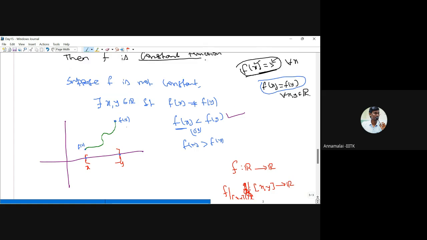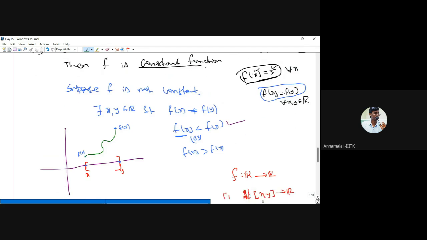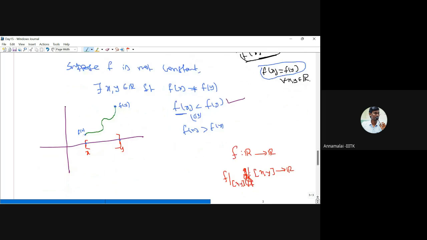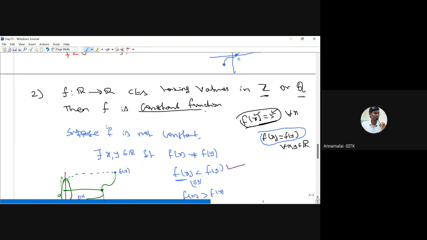Now, what is the contradiction we get? To see that, take only integers and rationals. Actually, look at this. This is our range set. In this range set, we have rationals as well as irrationals. If you take any irrational here and draw across, the curve takes the irrational value. So it is a contradiction. Therefore, this function should be constant. If it is not constant, we get a contradiction to our assumption, because the continuous function takes values only in Z or Q.